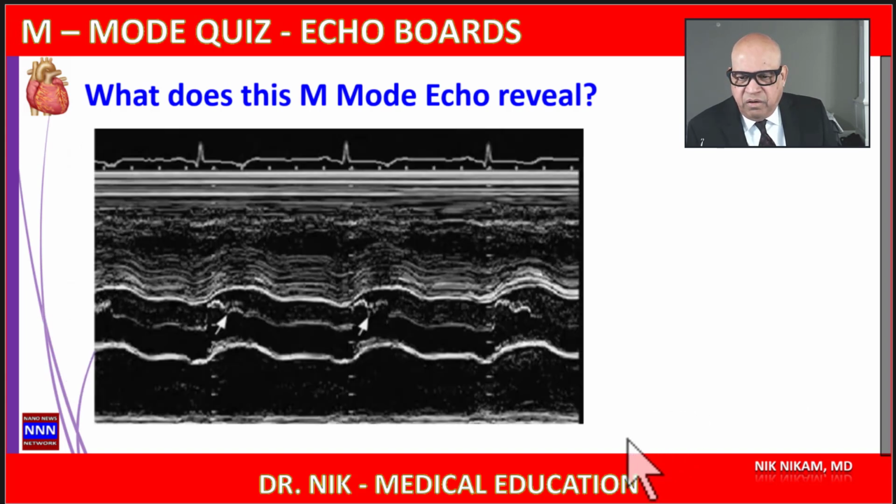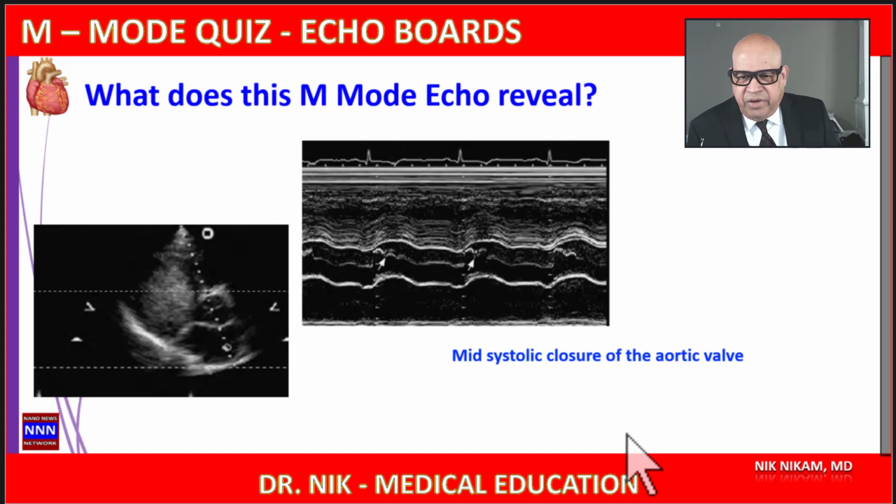Let's proceed. What does this M mode represent? What area are we recording, and what do you see? What pathology do you see? When you are ready, let us know. We will proceed. Okay, here we see a midsystolic closure of the aortic valve.